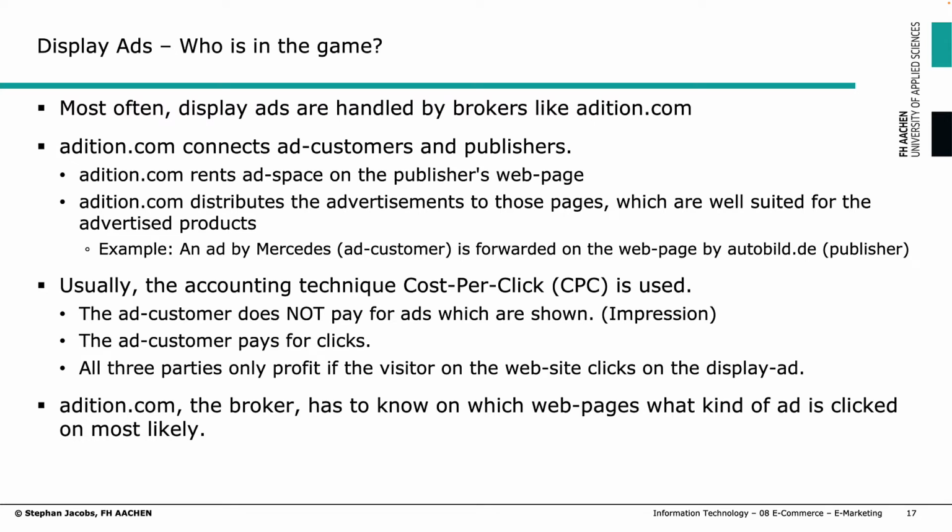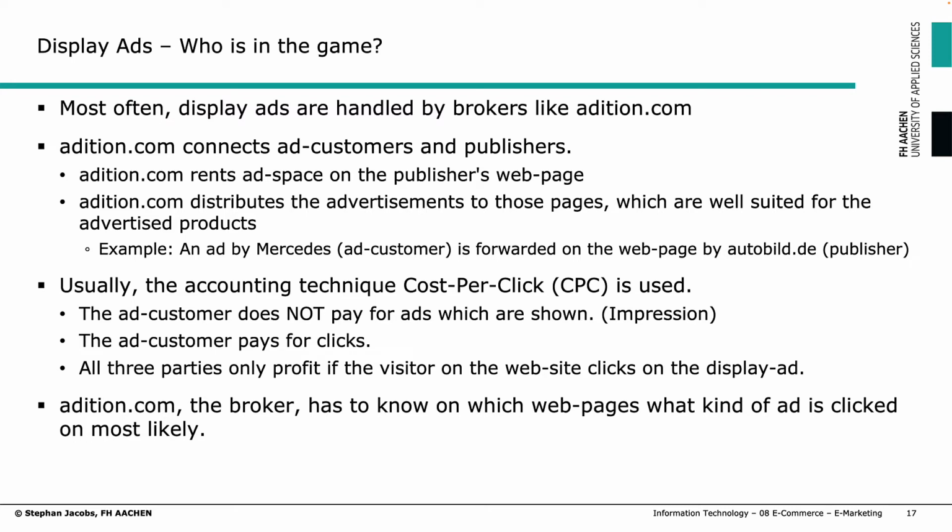Edition.com rents ad space on the publisher's web page. Edition.com distributes advertisements to those pages which are well suited for the advertised products. For example, an ad by Mercedes, the ad customer, is forwarded on the web page by autobild.de. Usually the accounting technique is cost per click in this case.